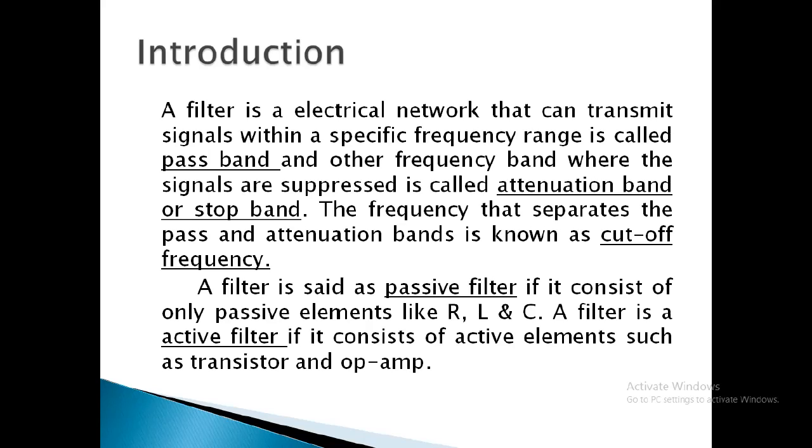Filters are classified into two types, passive filter and active filter. A passive filter consists of only passive elements such as resistor, inductor and capacitor. A filter is said to be an active filter if it contains active elements such as transistors and op-amp.